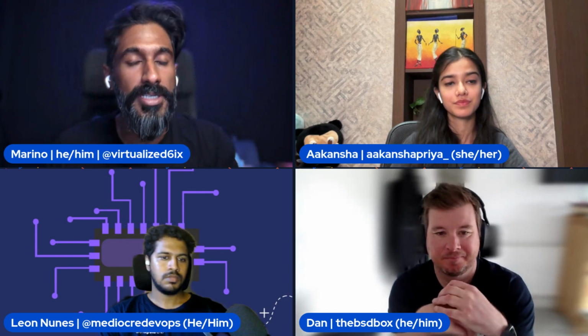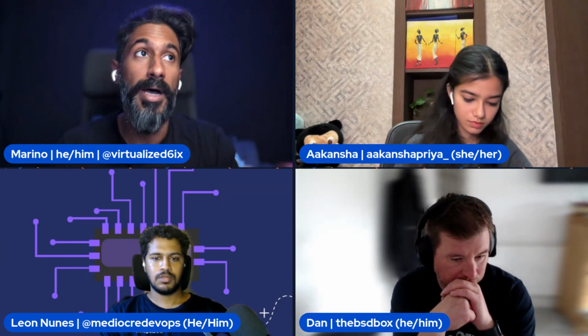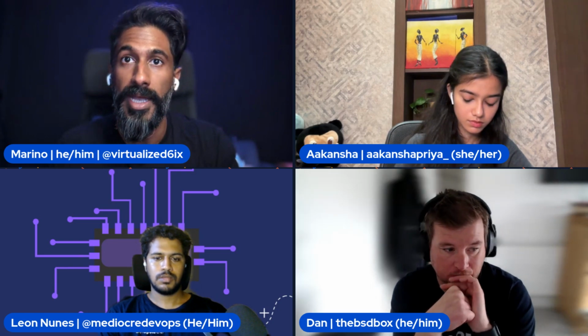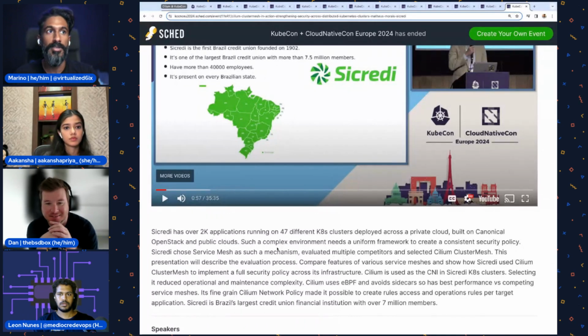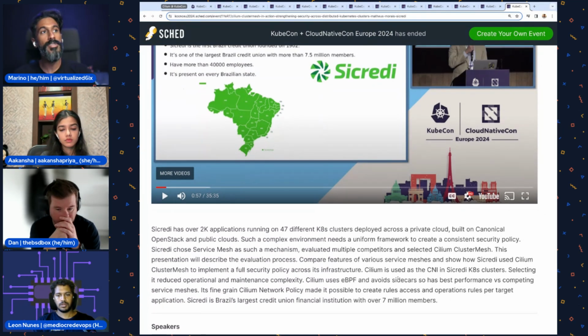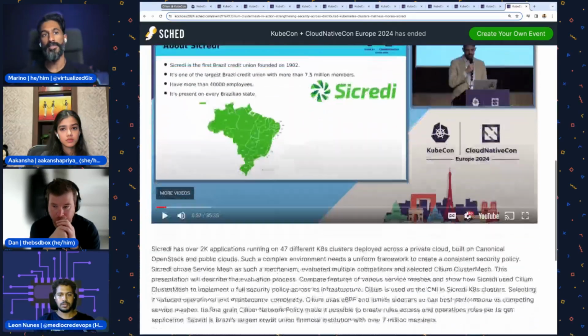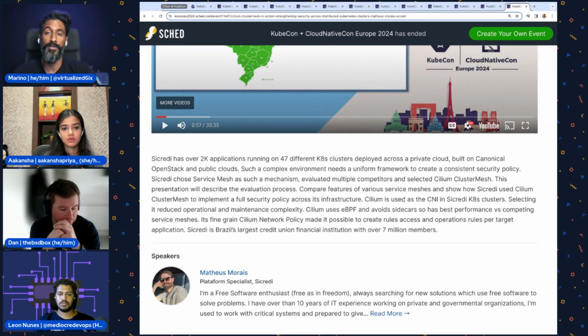And this session actually is interesting because it is a practical implementation of Cilium by a credit union in Brazil. And this caught my attention because of how big they are. They've got 47 Kubernetes clusters, 2,000 applications, they're running on top of OpenStack, and they're using Cilium cluster mesh. And it's interesting to see how they've achieved that success. It makes you wonder, what were the shortcomings? What were the constraints? What were the decision points? What were the trade-offs that they had to make to make this all work for them?